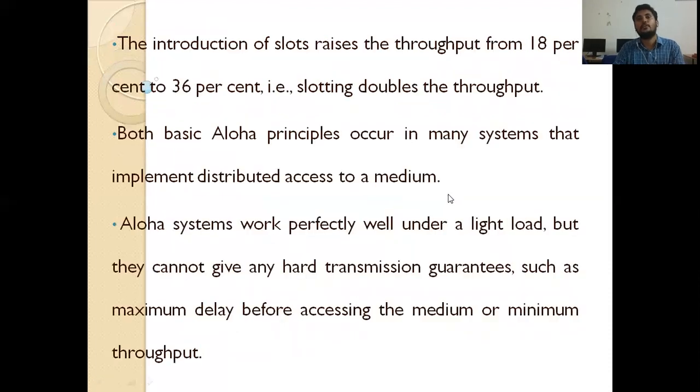So the introduction of slots raises the throughput from 18% to 36%. Generally it increases the throughput. That is, slotting doubles the throughput. Both basic Aloha principles, meaning the classical Aloha as well as the slotted Aloha principles, occur in many systems that implement distributed access to a medium.